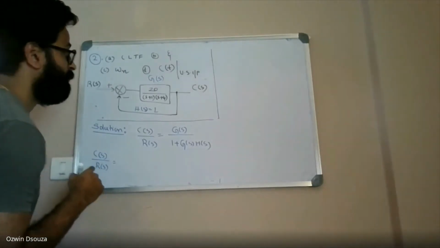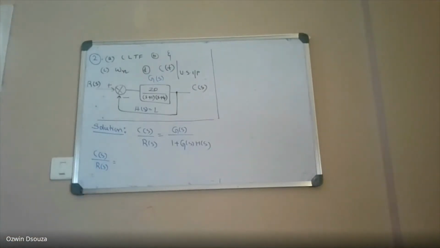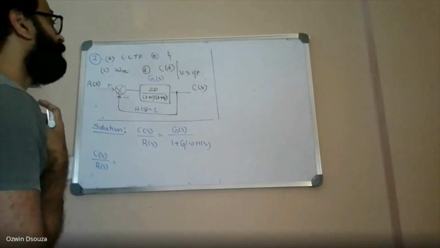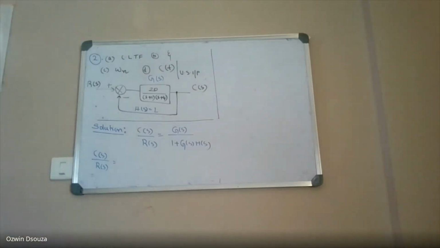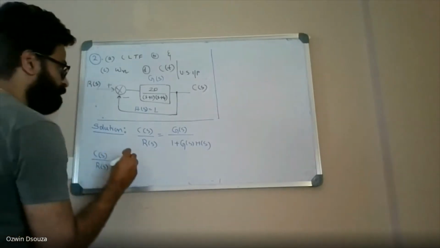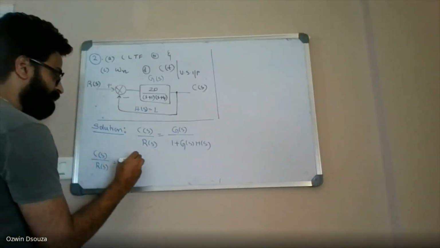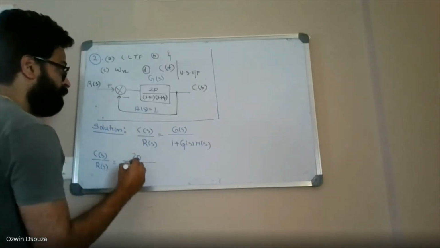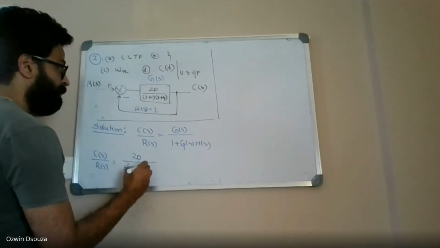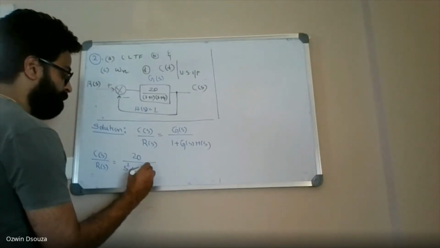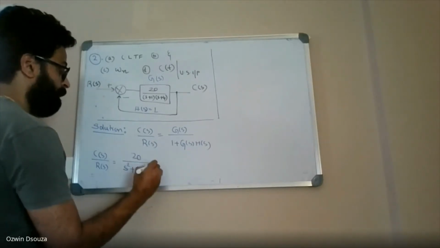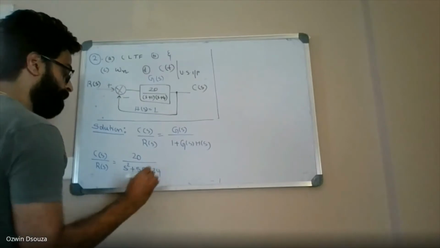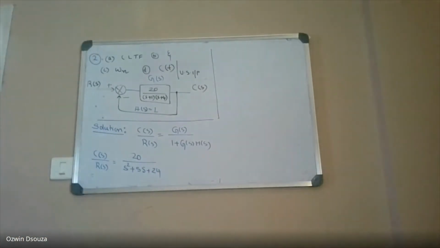So C of s by R of s, you will get it as 20 divided by s square plus 5s plus 4 plus 20, 24. So just check whether you are getting this. 20 divided by s square plus 5s plus 24.